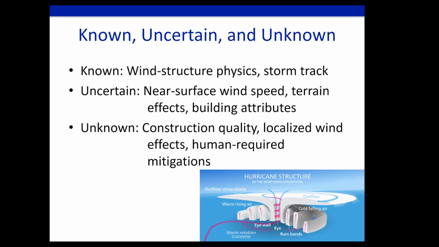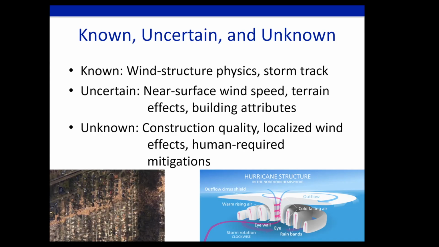And then things that are unknown, like construction quality. That picture I showed you where those houses are no longer there, I will never know what kind of nails were being used to connect the trusses to the roofs, for example. Localized wind effects, human required mitigations: I don't know if the people put shutters on their windows before the storm if the house is gone, for example. So again, I should have put that picture up first, just as a reminder. Just looking at that picture is a guideline to asking, what do I know? What is uncertain? What is unknown?